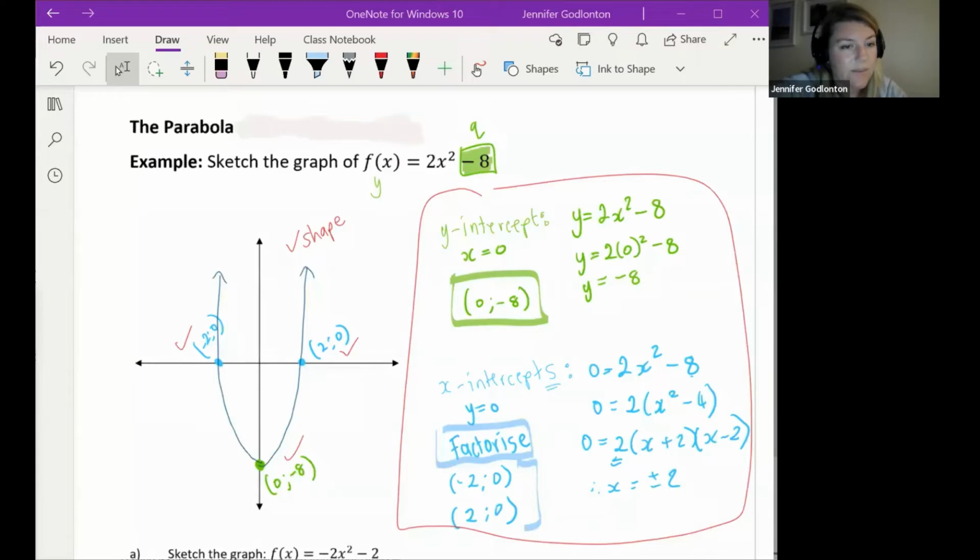Let's see. So you factorize, you always, so basically, as soon as you've made y equal to 0, you're landing up with an x squared. And so that's why it's forcing your hand to factorize.